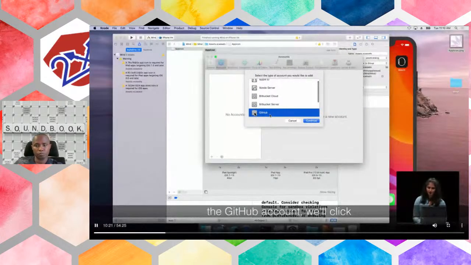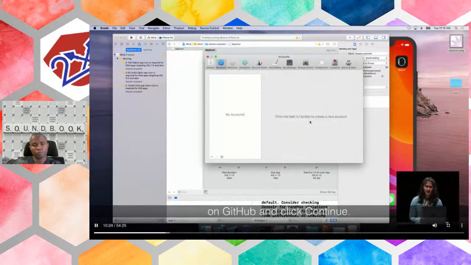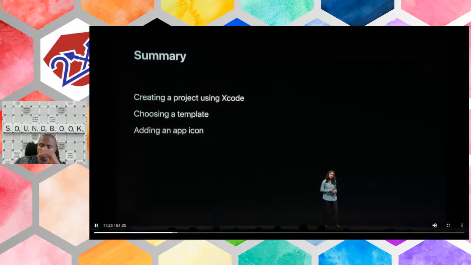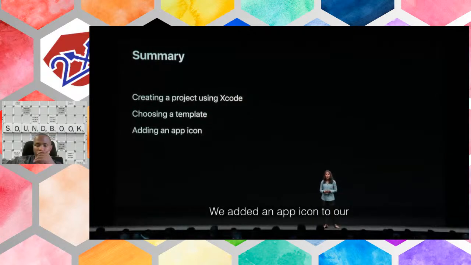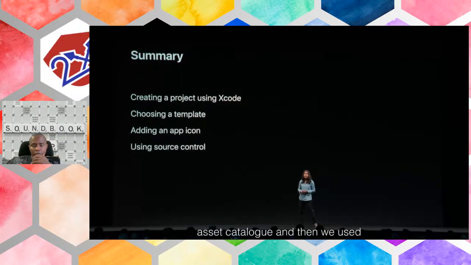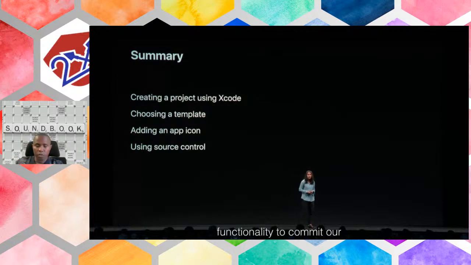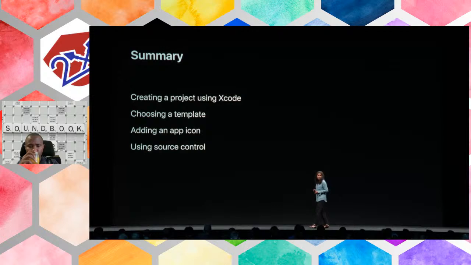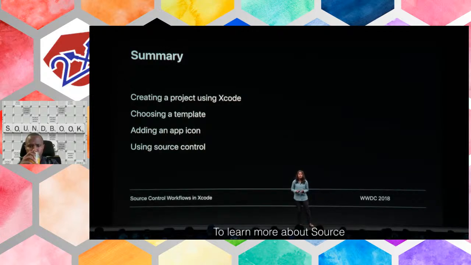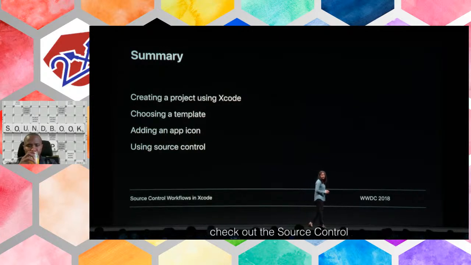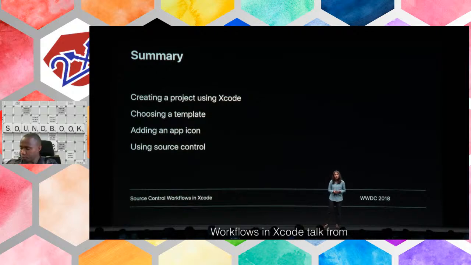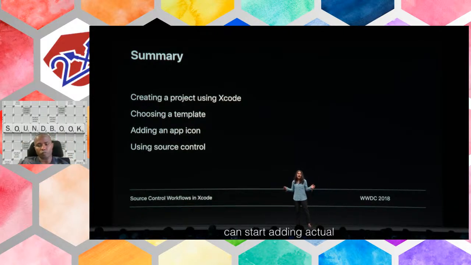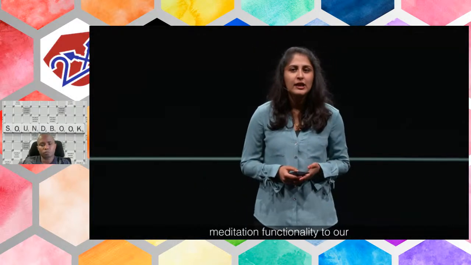We'll click on GitHub and click Continue. In that you made an app project using Xcode form, we added an app icon to our asset catalog, and then we used Xcode source control functionality to commit our changes so that our colleagues could continue developing on our project. To learn more about source control, we recommend that you check out the source control workflows in Xcode talk from 2018. Now we're at a point where we can start adding actual meditation functionality to our app.